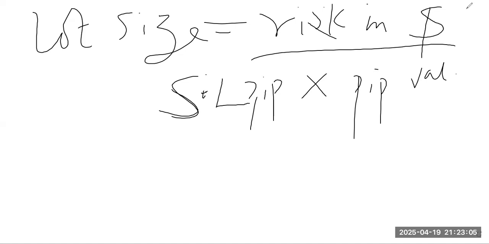You just input your stop loss, then you input the lot size you want to use, and this pip calculator just helps you automatically generate the lot size you are going to use, and it will tell you how much you are risking in that particular trade. But you can also do it manually using this formula: lot size equals risk in dollars divided by your stop loss pips times your pip value.